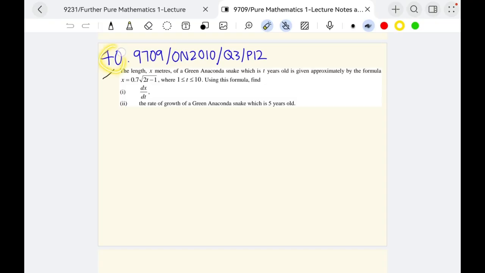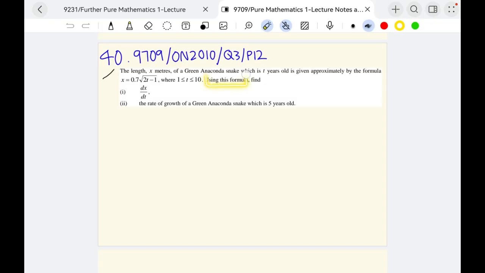Okay, this is question 40. And it's also a past question from 9709, October/November 2010, question 3 from paper 1-2. So this question is about the rate of change. The length x meters of a green anaconda snake, with t in years, is given approximately by the formula of this one. Okay, with the given interval of time from 1 to 10.